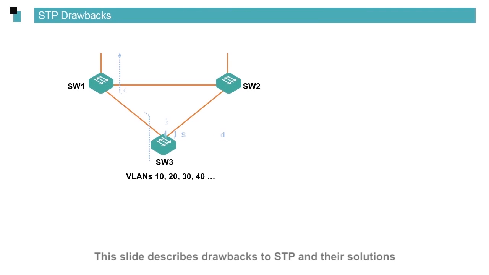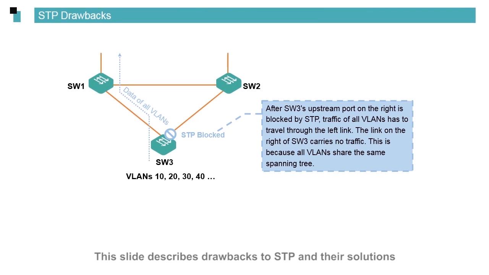This slide describes drawbacks to STP and their solution. In this example, a network contains a great number of VLANs, which share a spanning tree, and one port of SW3 is blocked. The link between SW3 and SW2 becomes unavailable, which reduces network resource usage.